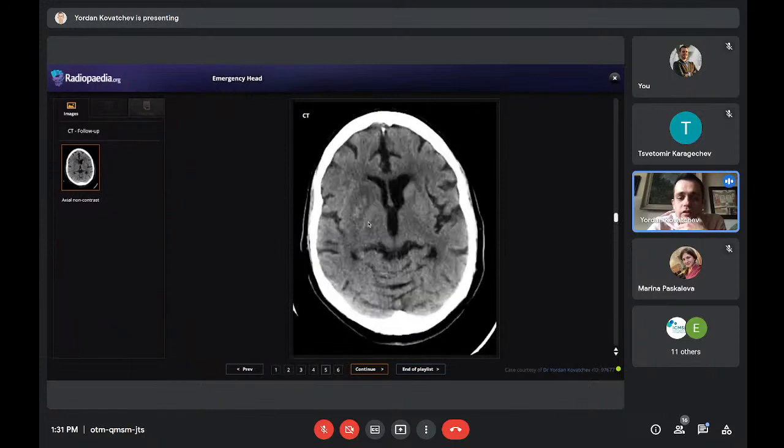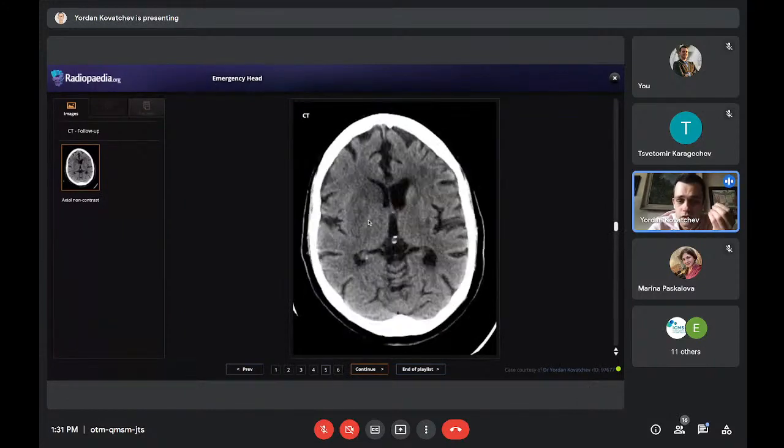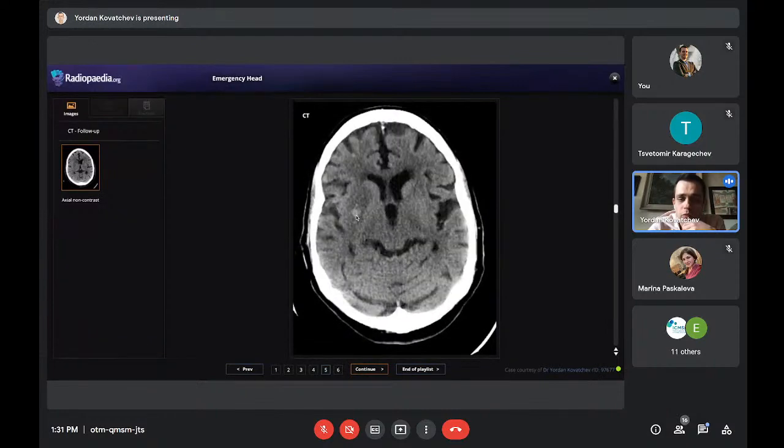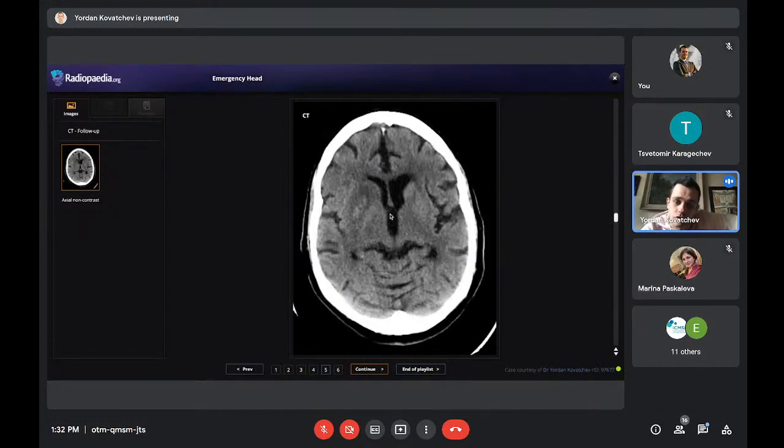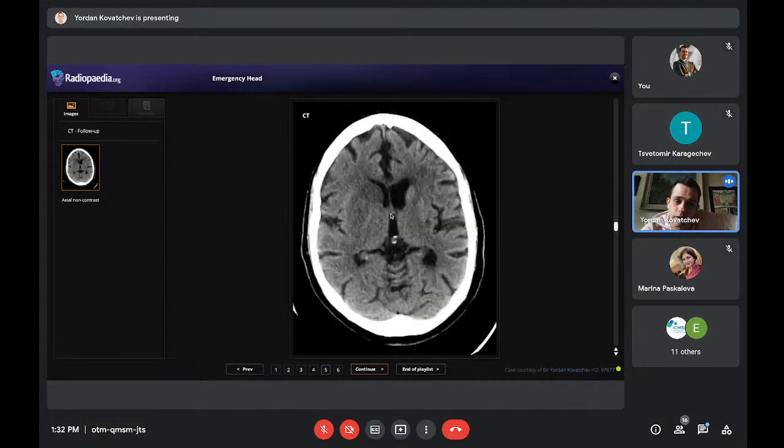And what we see is that there is no hemorrhagic transformation. The contrast has already washed out. There is no contrast. There are small hyperattenuating areas, which histologically are most likely petechial hemorrhage. So small hemorrhages inside the parenchyma, but there is no major hemorrhagic transformation of the brain parenchyma.